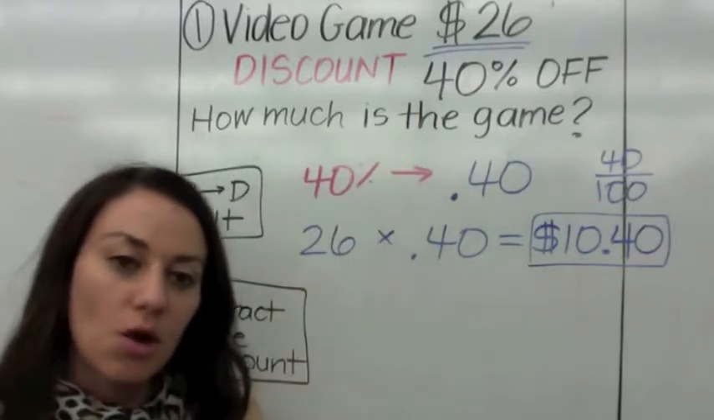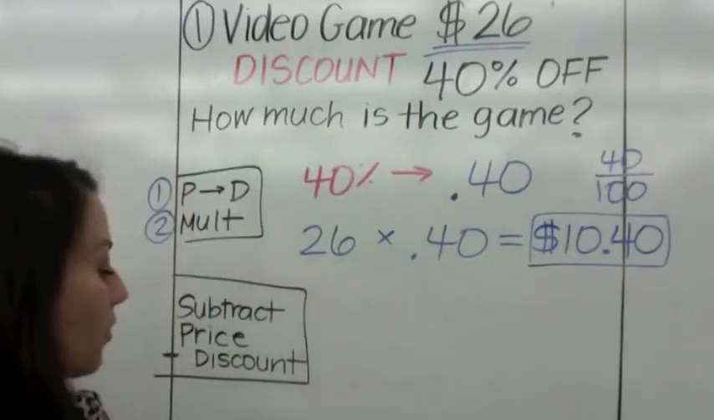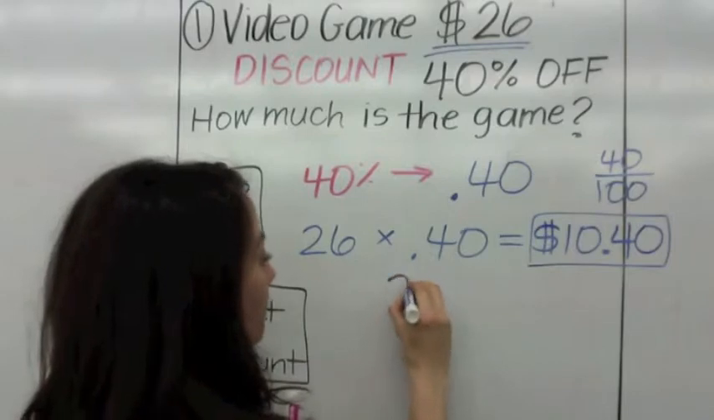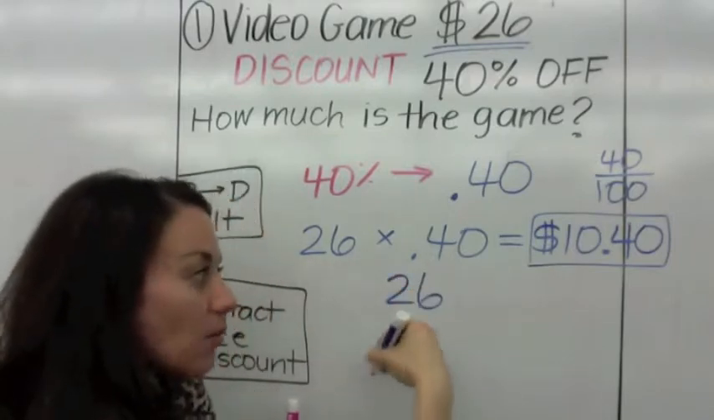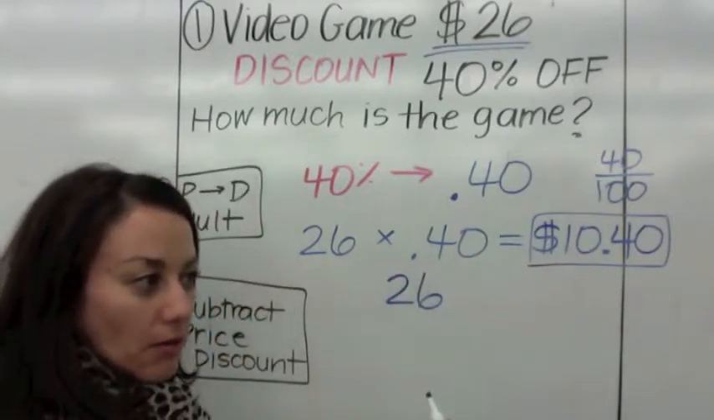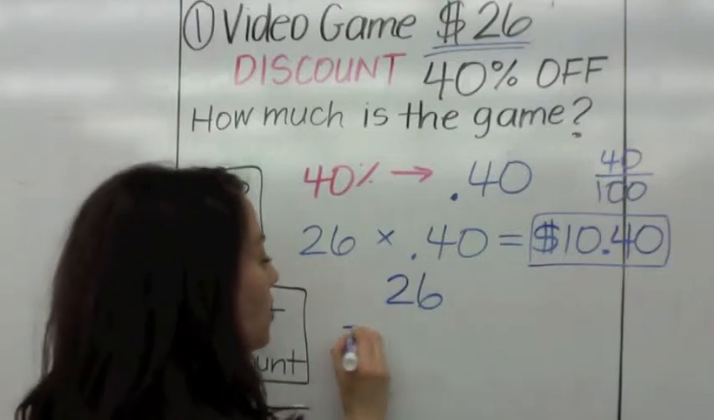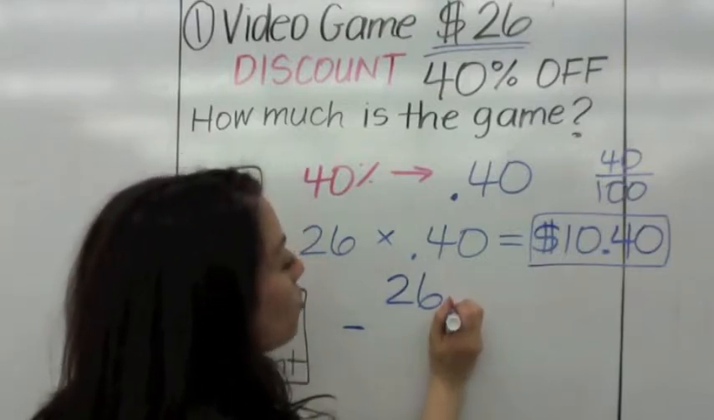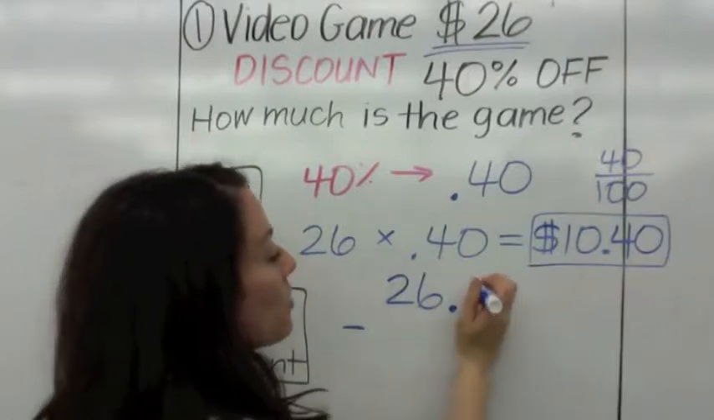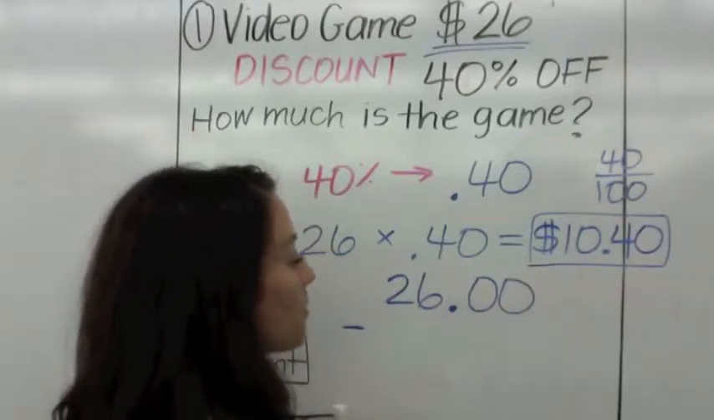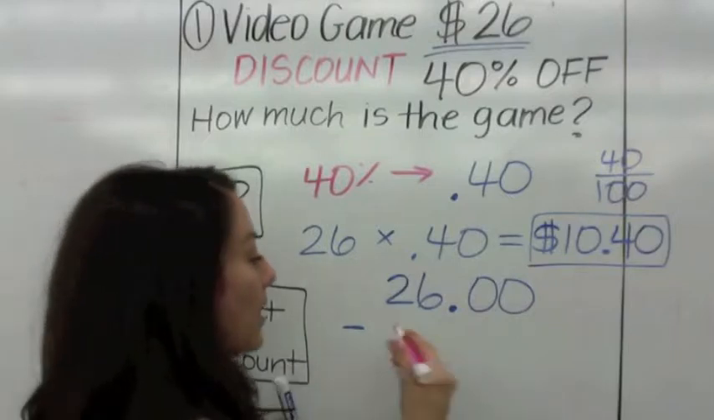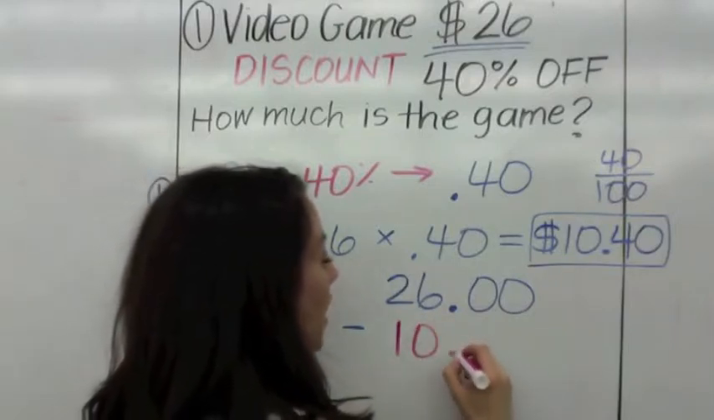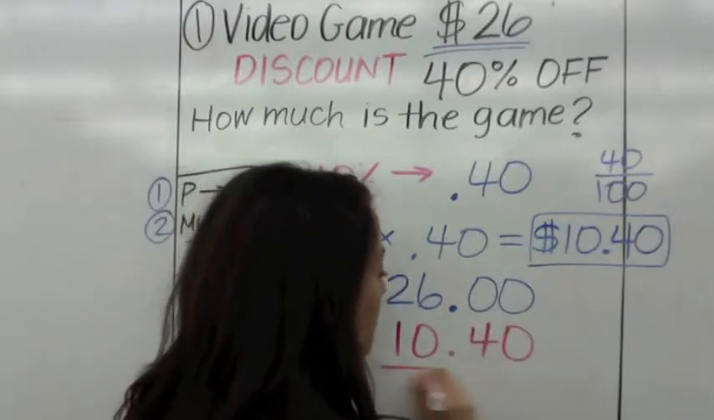If you get 40% off, what do you have to do now to the price? What do you do to the price? Well, the price was $26, right? You think you're going to add it or subtract it from $10.40? You're going to subtract. If you do this by hand, if you're talking about $26, it's 26 with a decimal and two zeros, right? If you subtract $10.40, you see how I lined up these decimals?